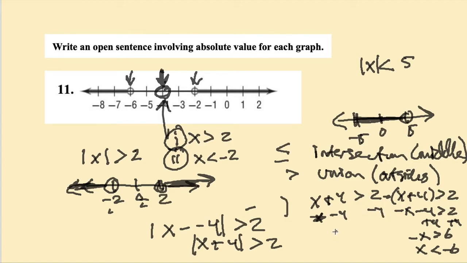And then this side's pretty simple because you just subtract 4 from both sides. I'm getting ahead of myself there. And you have x is greater than negative 2. So you have x is greater than negative 2 and x is less than negative 6, which is exactly what you have up here.